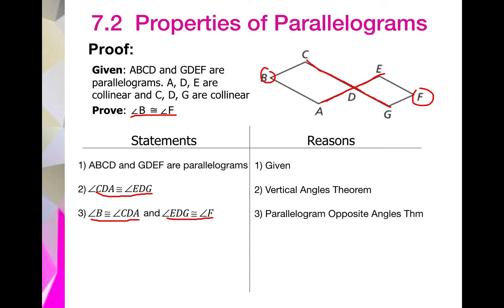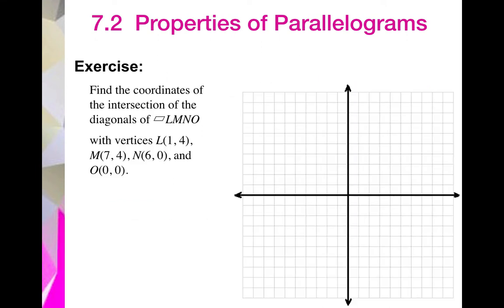So let's just cut out the middleman and use the transitive property of congruence and just say that angle B is congruent to angle F. And that proves out our theorem. Let's move on to the next thing.